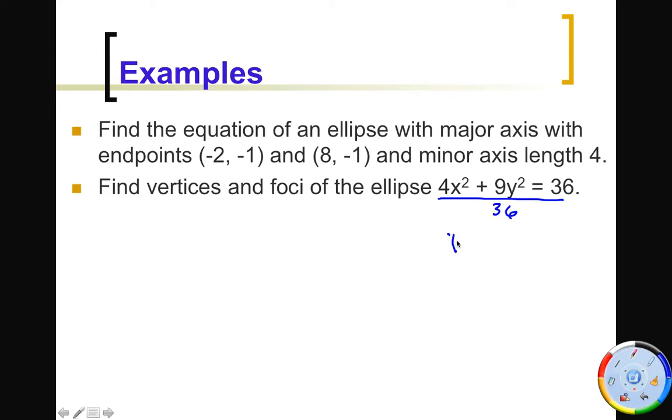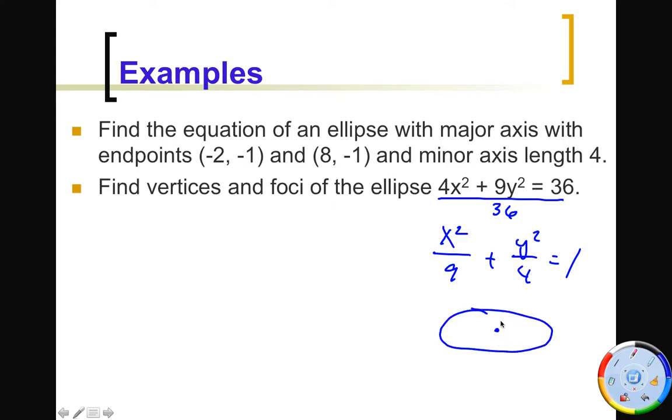So I have x squared over 9 plus y squared over 4 equals 1. Now, because 9 is bigger than 4, that means it's short and fat with a center at (0, 0). So I know my center is at (0, 0). And when I look at this, I know that a squared equals 9, and therefore a is 3. I know b squared is 4, which means b is 2, which doesn't really help me with anything. But I do need to figure out what c is because that has to do with the foci.